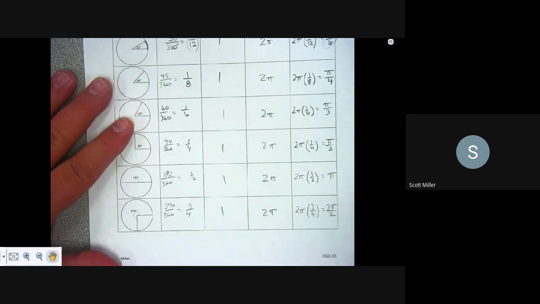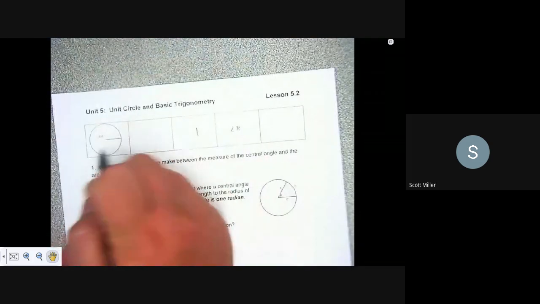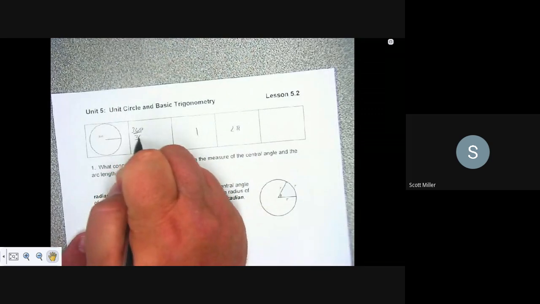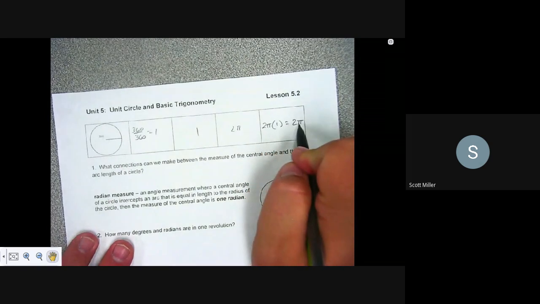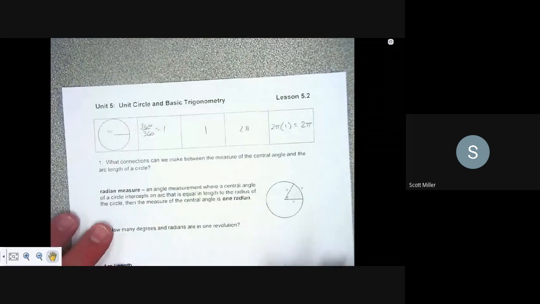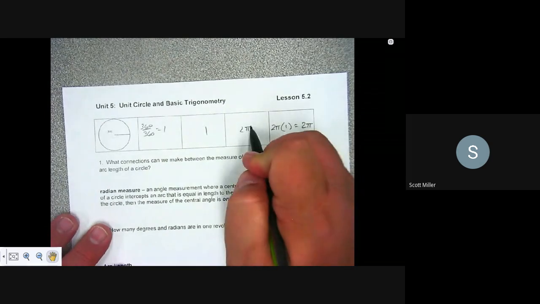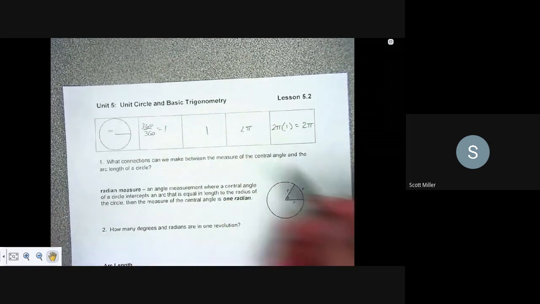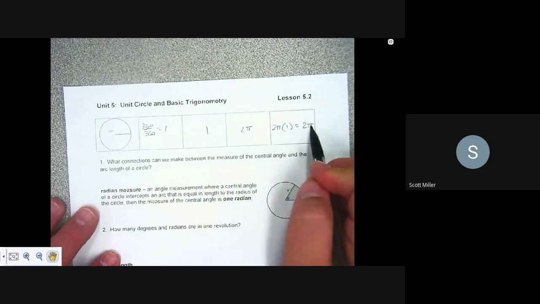Okay, so we have all those. And then there's one more on the next page. And same thing here, 2 pi. And 360 degrees is 1. And so this is 2 pi times 1, or 2 pi. So that makes these connections between a central angle in degrees to an arc length of the circle circumference. Okay? And so that's the connection we can make here between a central angle measurement to a measurement on the arc.